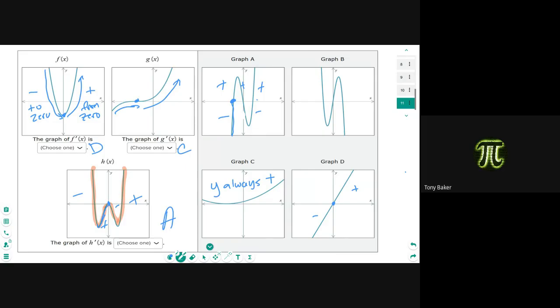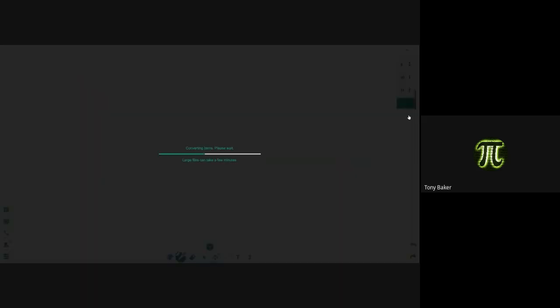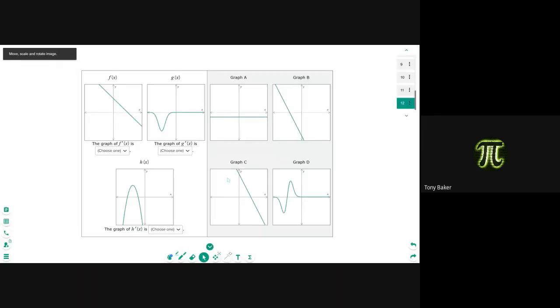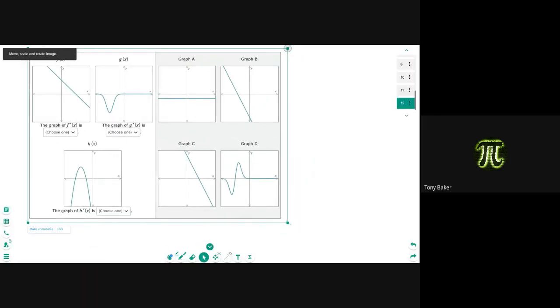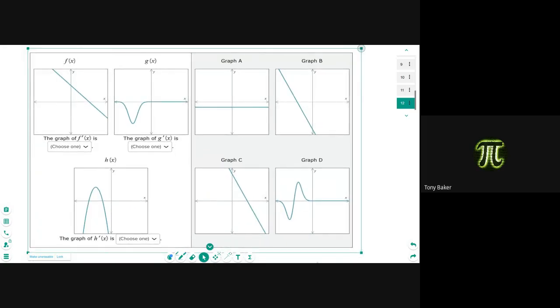Let's do this one. All right, pick out which ones you think are which.